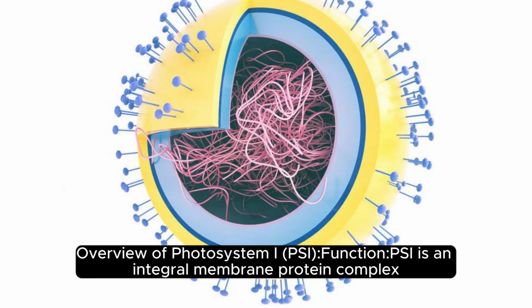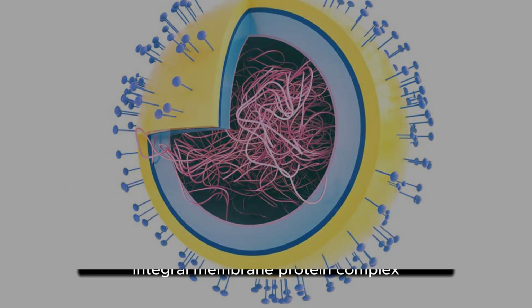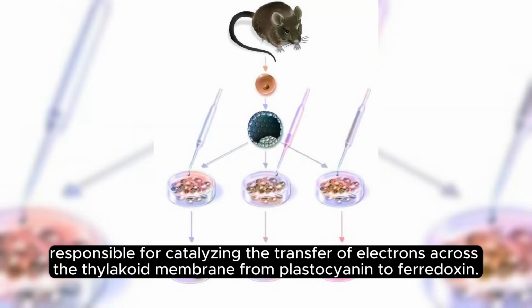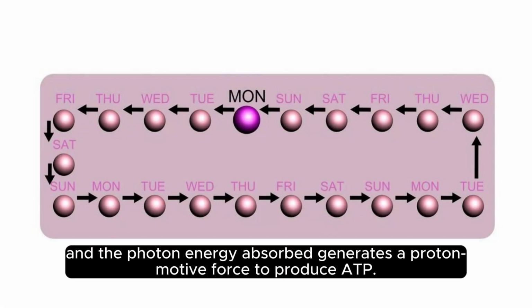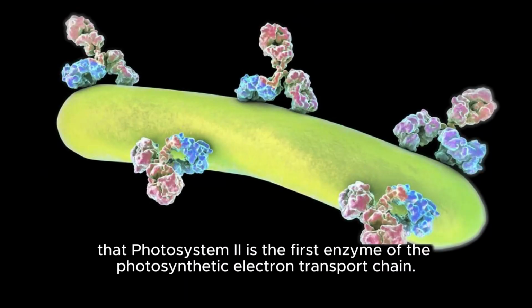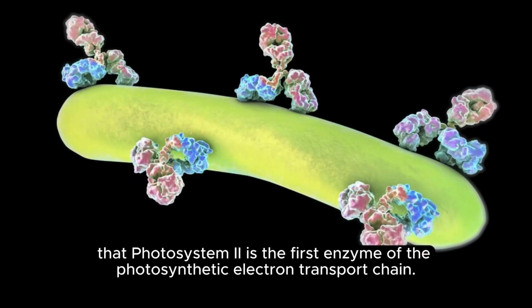Overview of photosystem I. Function: it is an integral membrane protein complex responsible for catalyzing the transfer of electrons across the thylakoid membrane from plastocyanin to ferredoxin. The transferred electrons are used to produce the hydrogen carrier NADPH, and the photon energy absorbed generates a proton motive force to produce ATP. History: discovered before photosystem II, it was later recognized that photosystem II is the first enzyme of the photosynthetic electron transport chain.